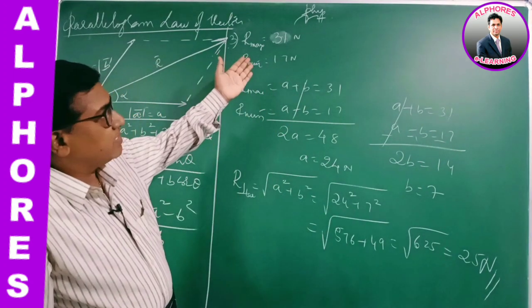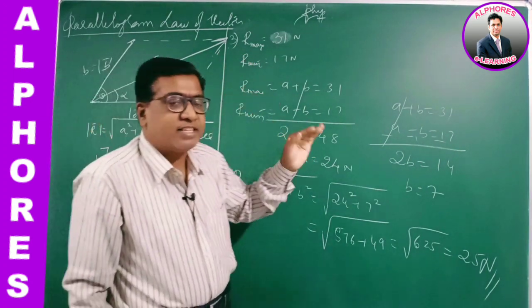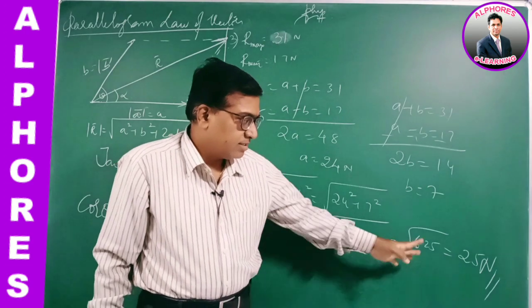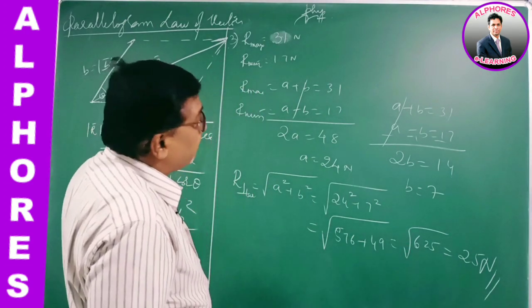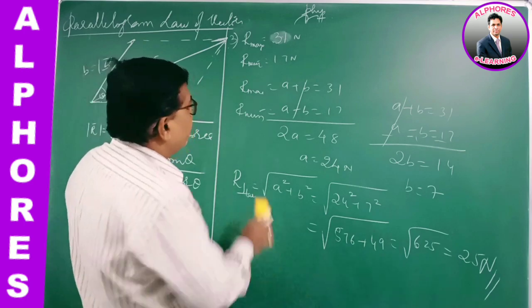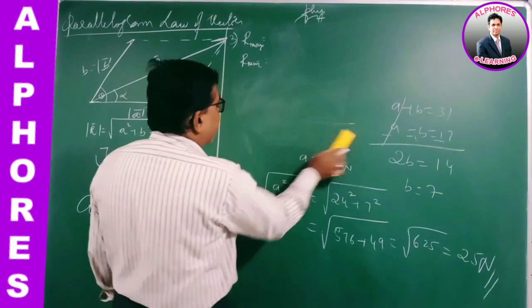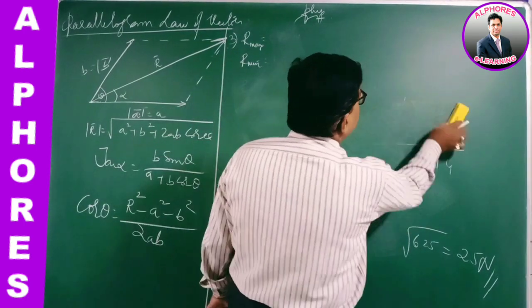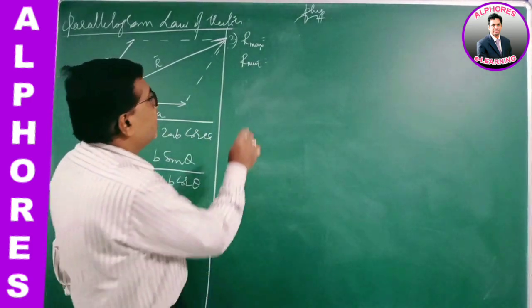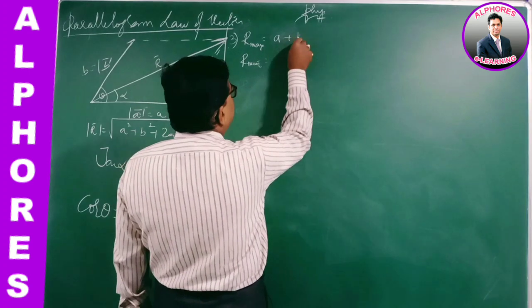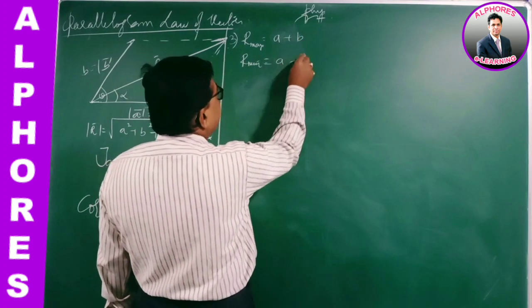So, given maximum resultant and minimum resultant, you are asked to find the perpendicular resultant. The perpendicular resultant is directly 25. Now from this you can even evaluate the formula. Let us evaluate the formula for the perpendicular resultant in terms of R max and R min. Now we know R max is A plus B, R min is A minus B.